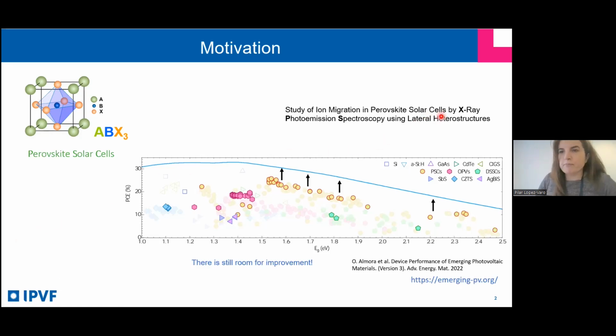In this talk, first I will explain why we use this lateral heterostructure. Also, I will explain why we use the technique of XPS. After that, I will show you what output we can get from applying XPS on lateral heterostructures, and how we can get this output. We can characterize ion migration.